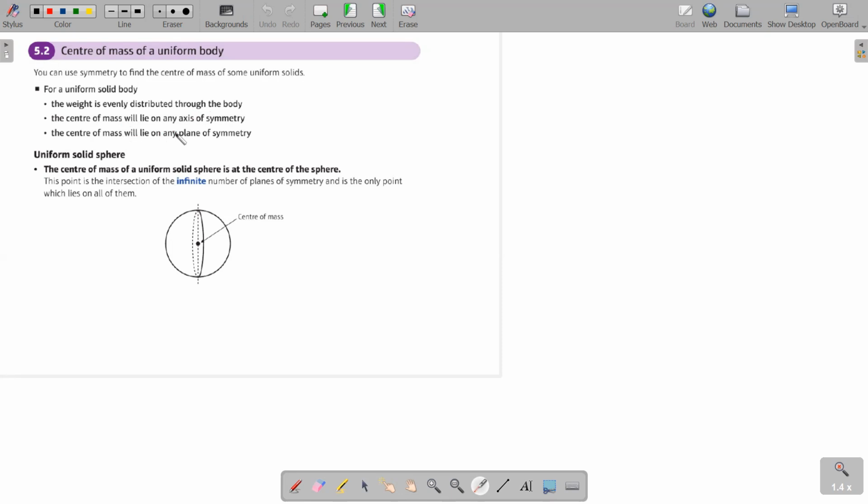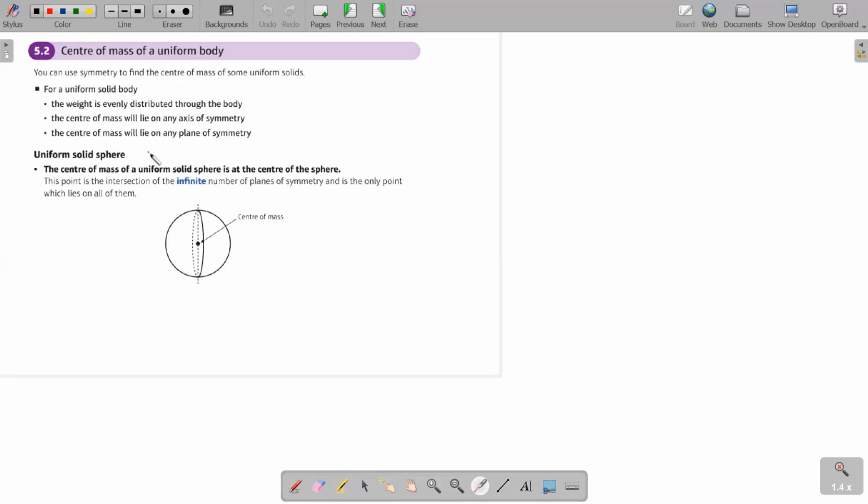And the center of mass will lie on any axis of symmetry. So this is of course a thing that we always use, right? Whenever there is an axis of symmetry, the center of mass is surely going to be on that line of symmetry. So that's definitely going to help you reduce finding to a single coordinate, because when there's a line of symmetry, you will be directly able to find one coordinate using that.